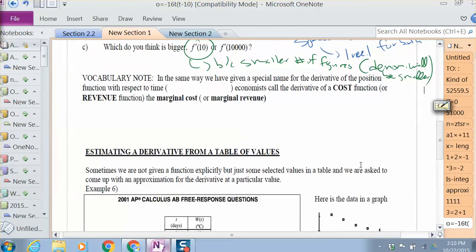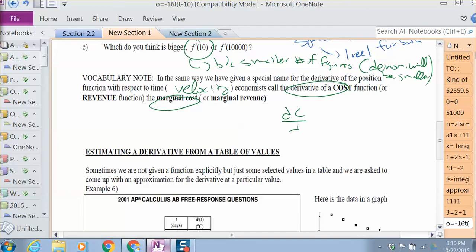Bit of vocabulary. So we know that the derivative of position with respect to time is velocity. Since we're looking at derivative of cost, we call it the marginal cost. So dC over dx is called the marginal cost, which is basically the derivative of the cost function. And of course, if you have a revenue function where you're bringing in money, that derivative is called the marginal revenue, as you see right there.